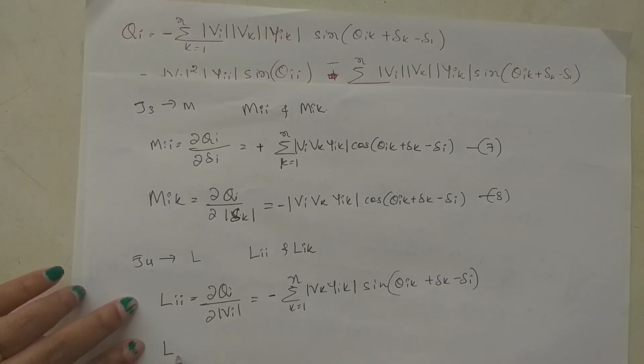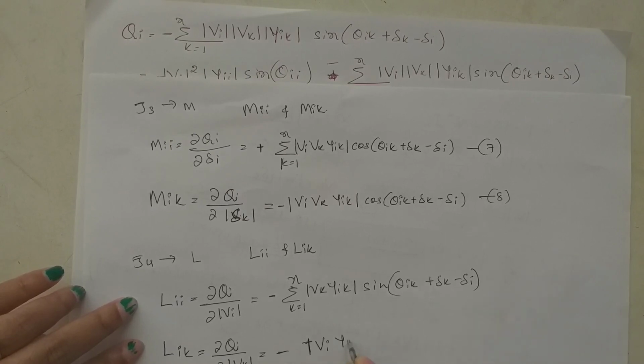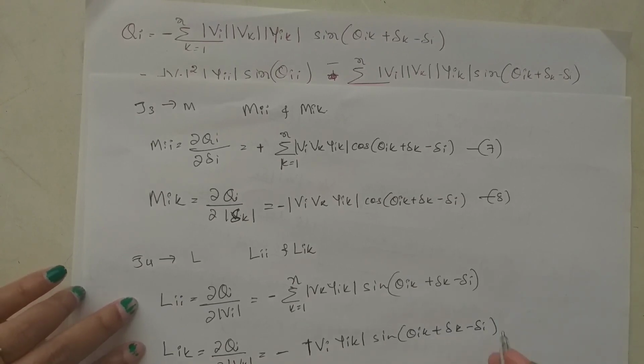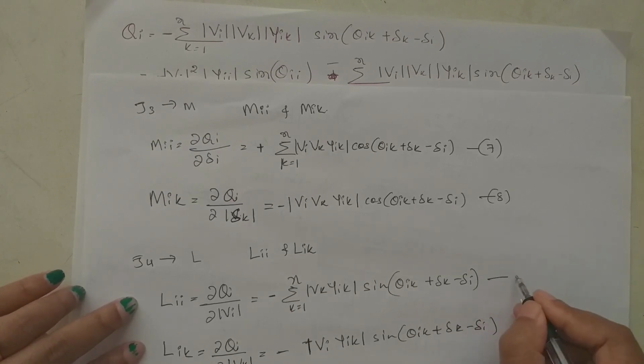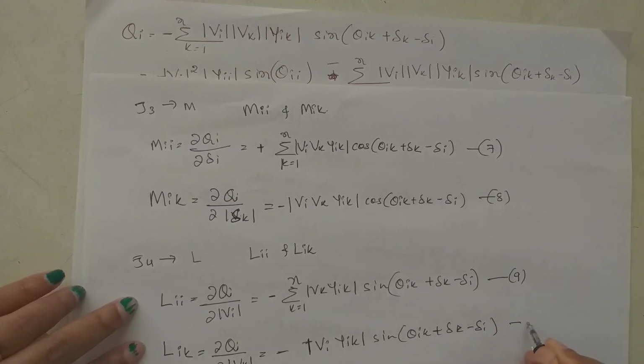Similarly, the off-diagonal element, which is the partial differentiation of Qi with respect to Vk, is equal to minus summation, but you are not supposed to consider Vi, Yik sin(theta ik plus delta k minus delta i). Take these as equation 9 and equation 10.